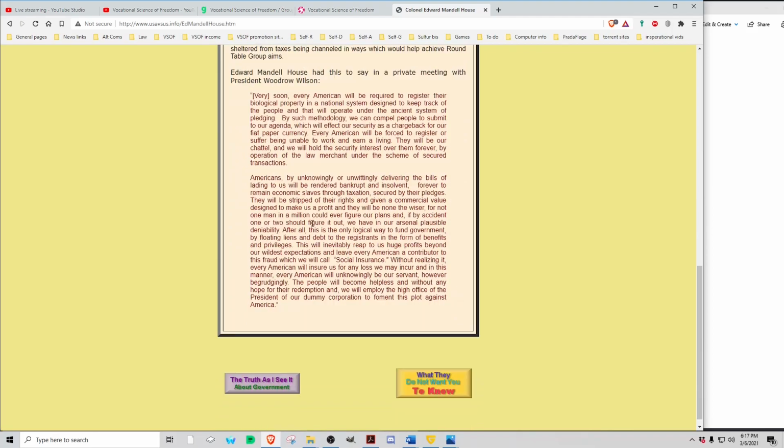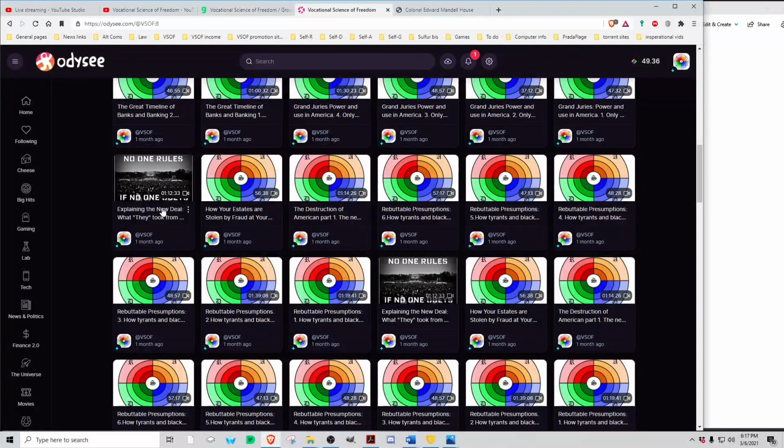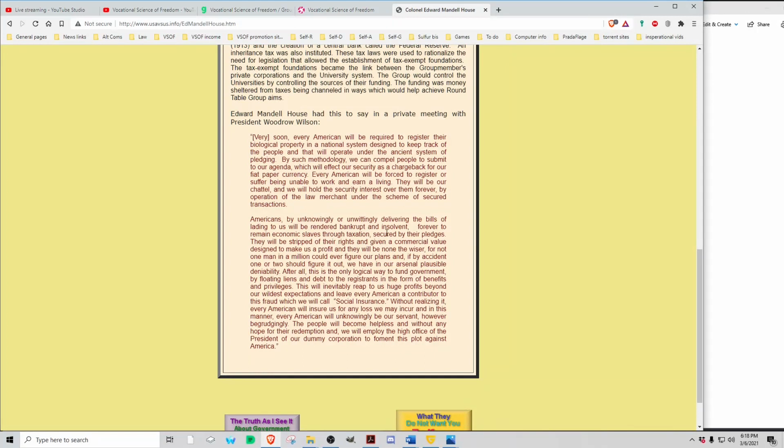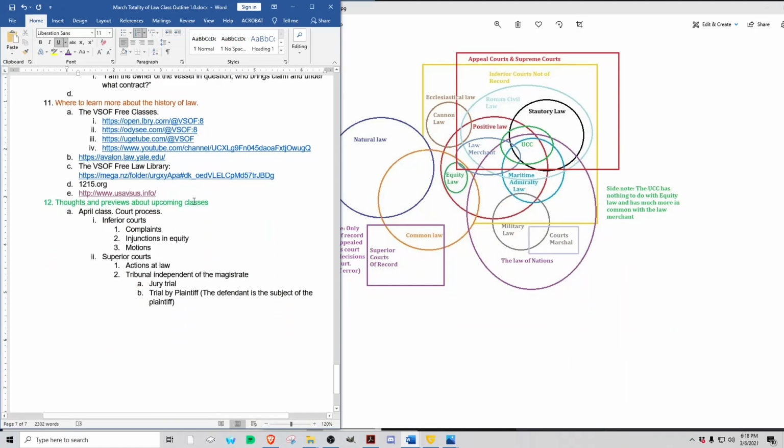But here we go. Here's the quote that I go over in this lecture in the Vocational Science of Freedom Odyssey page. I break this entire quote down literally word by word and explain to you everything of what it is and why it happened and what we're dealing with, which is the aspect of law, Merton, everything that I talked about today. And so that's today's class.